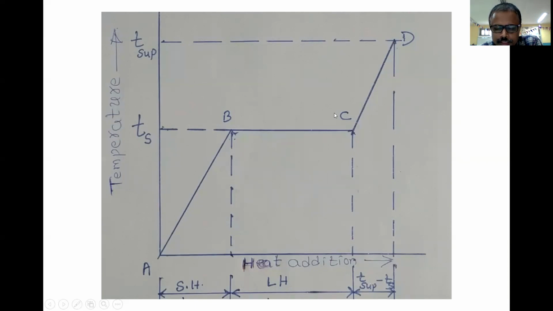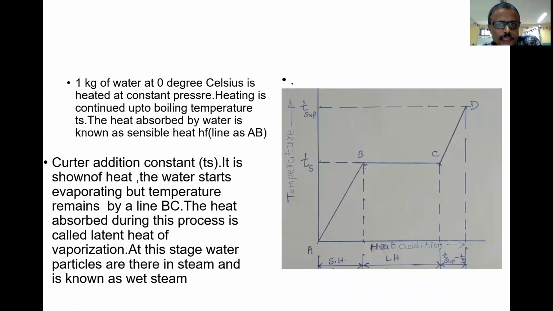Okay. The same thing can be explained. Whatever I have told now is explained in this graph once again: temperature versus enthalpy. So you can get the explanation here. 1 kg of water at 0 degree Celsius is heated at constant pressure. Heating is continued up to boiling temperature Ts, that is this Ts. The heat absorbed by water is known as sensible heat, hf, line AB.